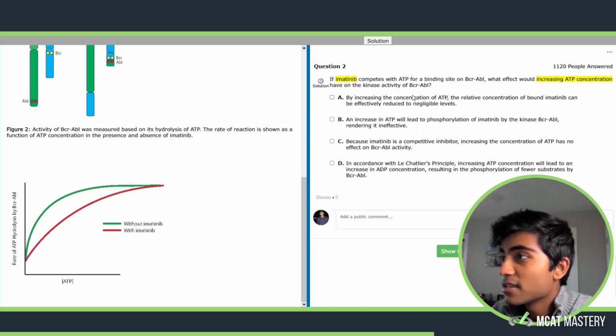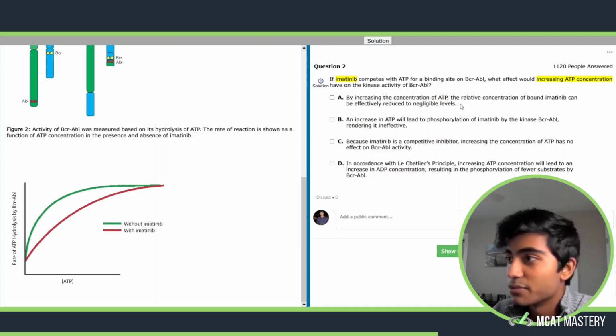So, by increasing the concentration of ATP, the relative amount of bound imatinib can be effectively reduced to negligible levels. So that's basically exactly what we said. By increasing the ATP level, there's going to be so little imatinib that it's not even going to be competitive. So that's probably your best answer right now.